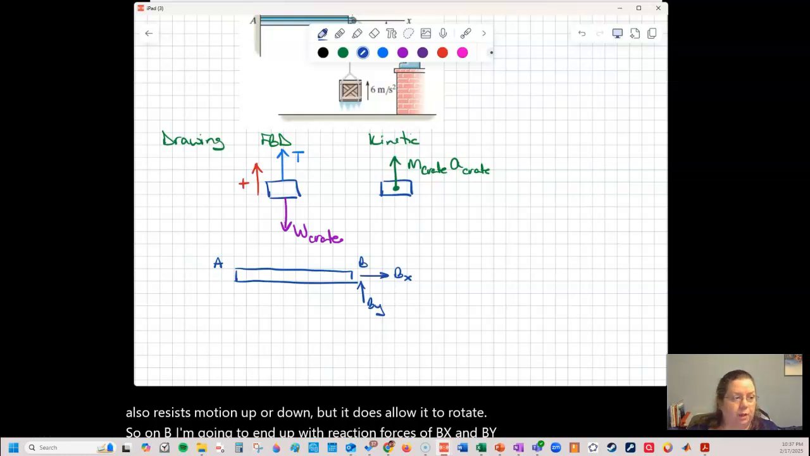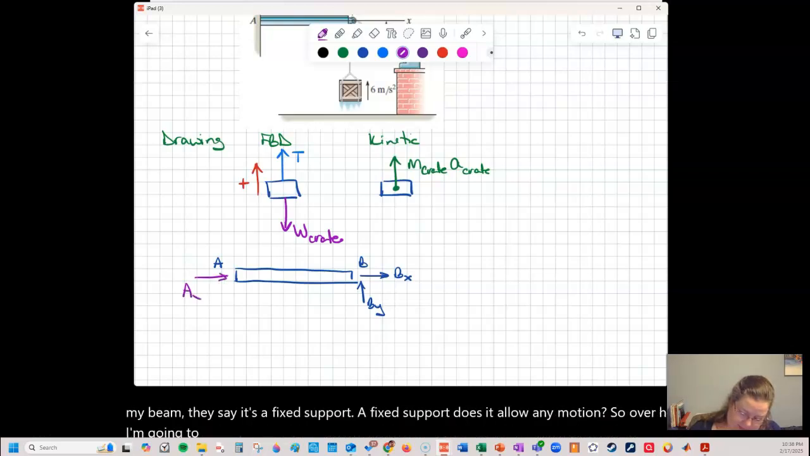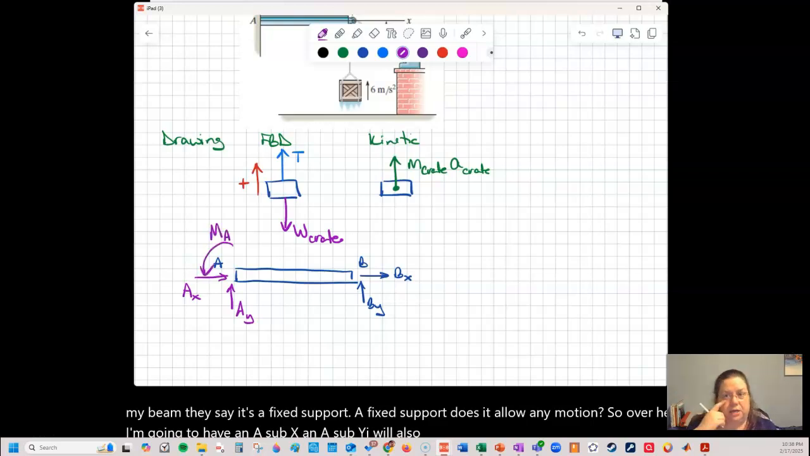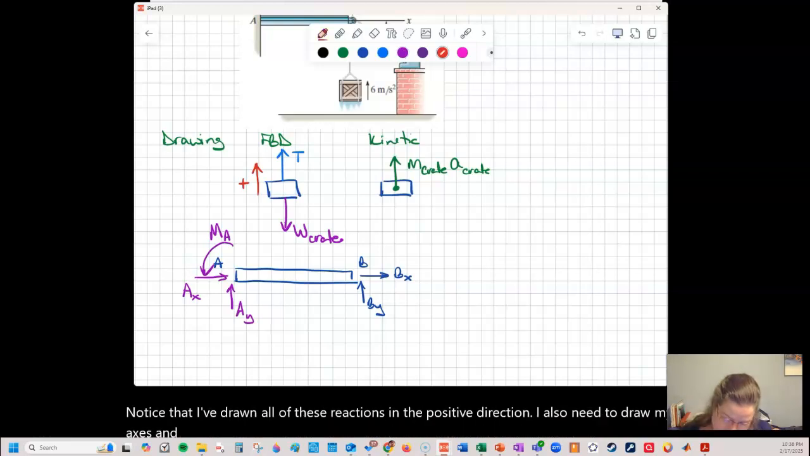On the other end of my beam, they say it's a fixed support. A fixed support doesn't allow any motion. So over here, I'm going to have an A sub x and an A sub y. I will also have a moment reaction at point A. Notice that I've drawn all of these reactions in the positive direction. I also need to draw my axes and angles.